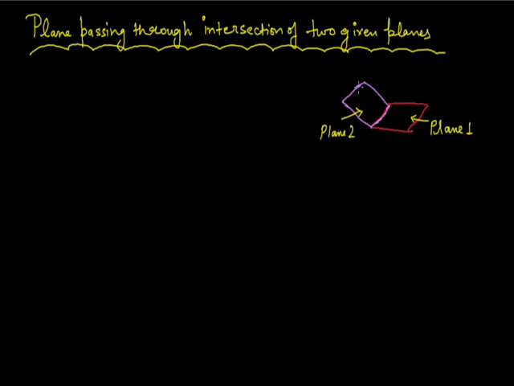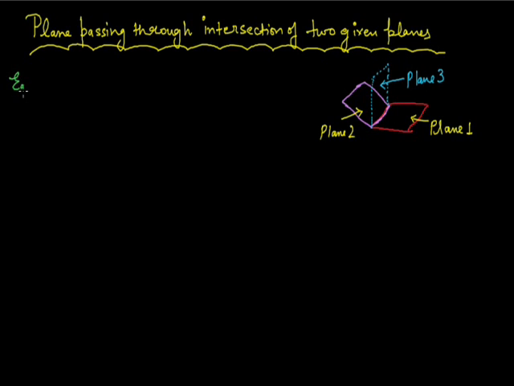Now suppose I want to find the equation of a plane passing through the intersection of these two planes. So the plane will definitely pass through this line of intersection. So suppose this is the required plane. So this is plane 3. And here we want to find the equation of this plane 3.